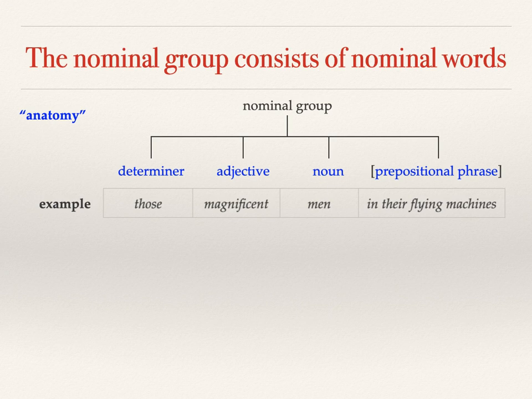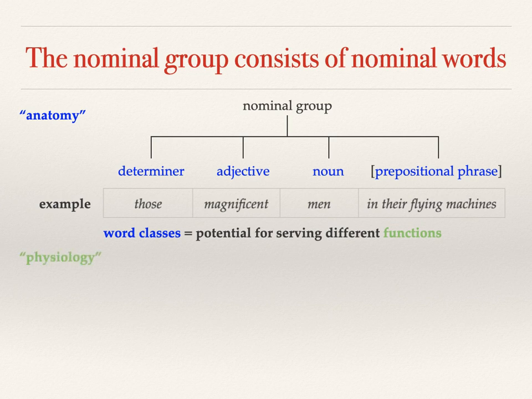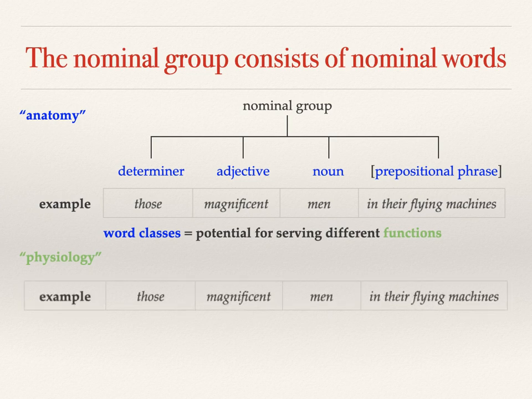But what's the nature of the contribution to the construction of meaning in the patterns of wording of the nominal group? Well, to bring this out, we have to complement the view of the anatomy of the clause by a physiological view. So I'm drawing an analogy here with the discussion of the composition of the body. In a physiological view, we'll emphasize the functions that these different parts serve. So we can interpret word class as potential for serving different functions. And the physiological view of this nominal group, those magnificent men in the flying machines, would specify the functions. What are those?